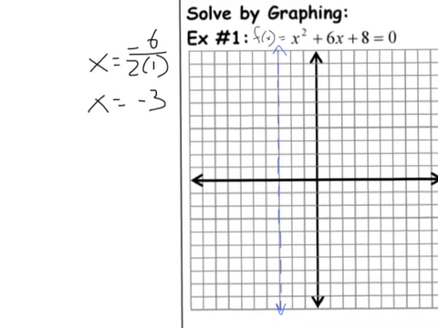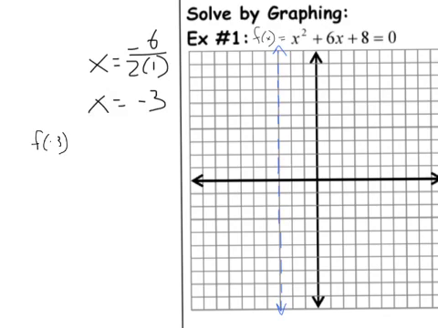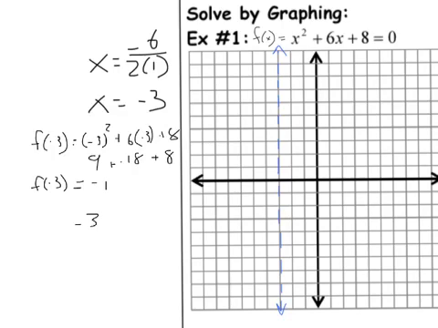So, since we're finding the f of x here, let's find f of negative 3 now, since we know that's where the axis of symmetry is. Well, that's negative 3 squared plus 6 times negative 3 plus 8, that's 9, plus negative 18, plus 8. That's the same thing as 17 minus 18, or negative 1. So f of negative 3 is negative 1. That means our vertex is at negative 3, negative 1. Okay, that means right here is the vertex.